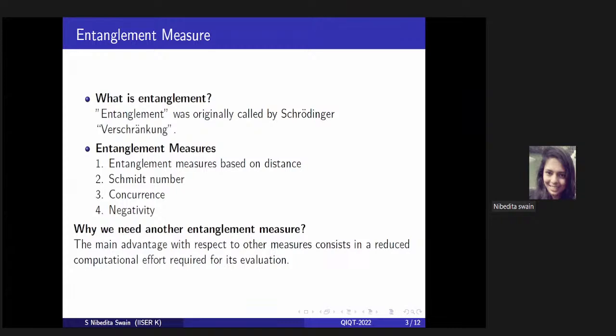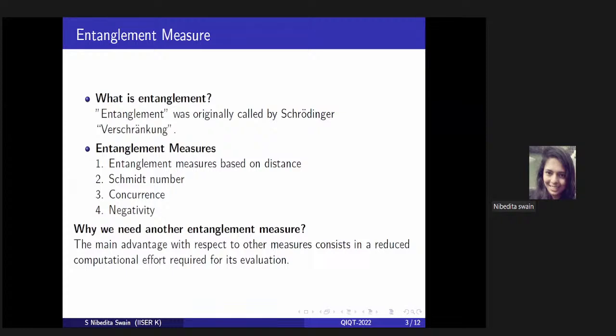Now let's come to the negativity. Negativity is also a popularly used measure to quantify entanglement. Negativity vanishes if and only if all the eigenvalues of the partially transposed density matrix are non-negative. A non-vanishing value of the negativity indicates entanglement. Now the question is, we already have so many entanglement measures, so why did we need a new entanglement measure? The new measure requires less computational effort.